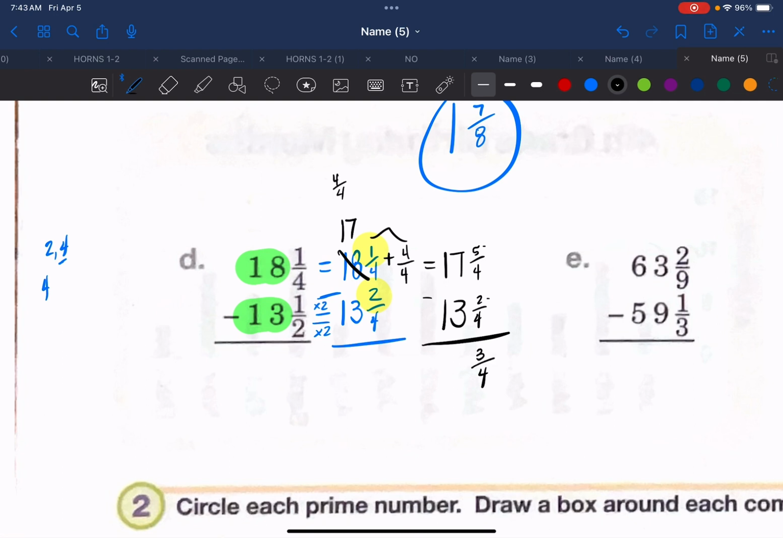Now I do my ones place, so I do 7 take away 3, and then I do a 1 take away 1, which is 0. So my full answer is 4 3/4, and I cannot reduce that, so I circle that one as my answer.